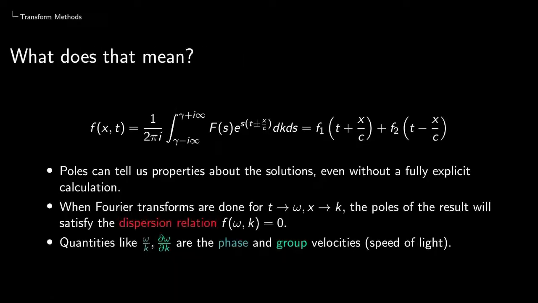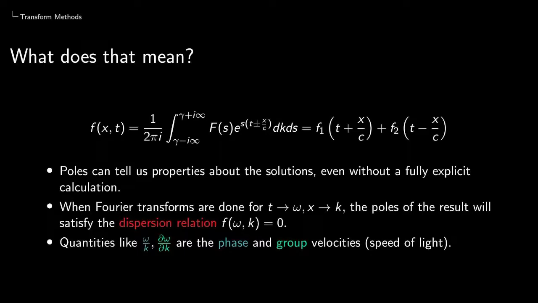And these poles can tell us, and more broadly speaking, though, we're not always going to have super nice, clean characteristics, but the poles of integrals like this are going to give us properties of the solutions, even without full explicit calculations. Basically, the most common way for this to happen is you can apply a Fourier transform in both time and in space, right? From t to omega and from x to k. And the poles of the resulting Fourier transform are going to satisfy what is called a dispersion relation.